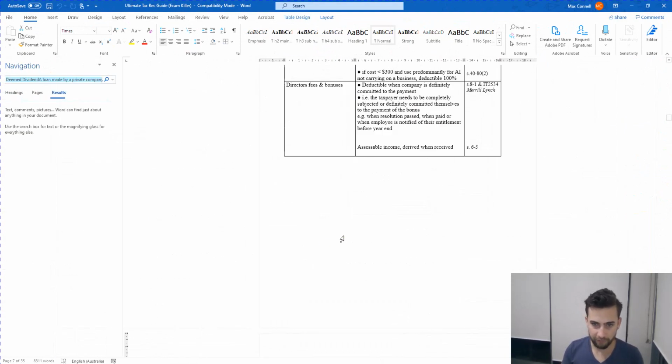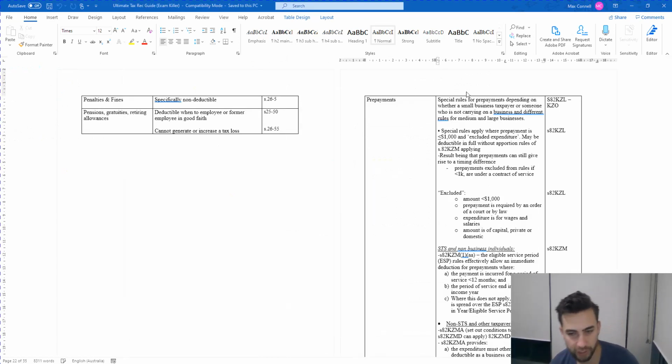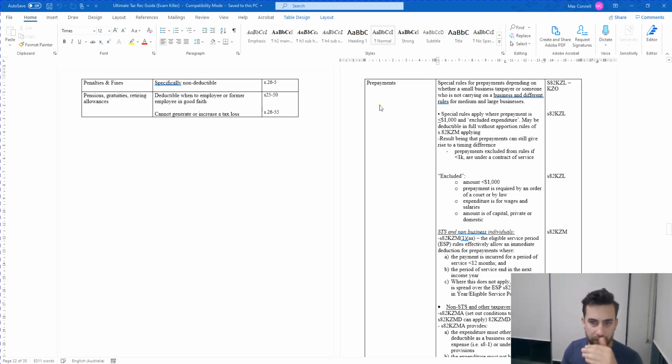So let's do a quick flick, but what you can do in your exam as you practice doing these is tabulate your notes. Once you print it out, put P, T, S, D, all the letters with a little tab, so in the exam you can just quickly flick to that letter. So for example, prepayments, we know it's P, so we're going to flick to P straight away. Here it is. So we've got prepayments over here.